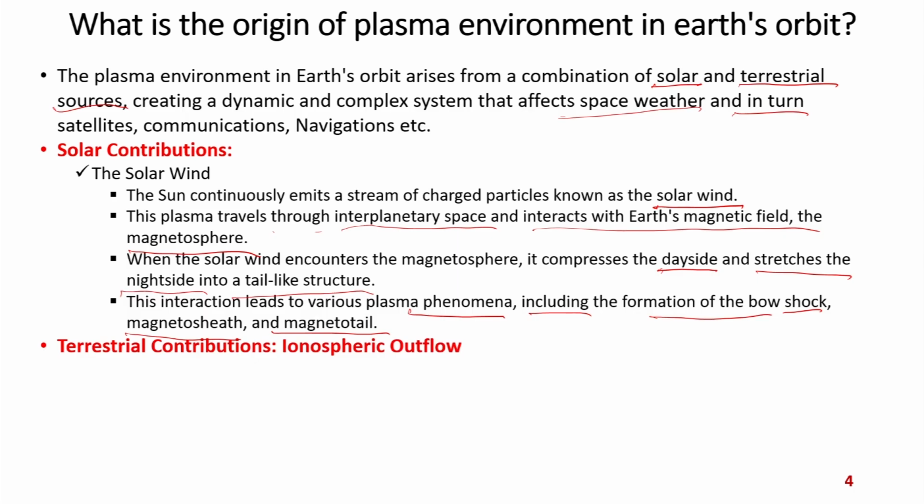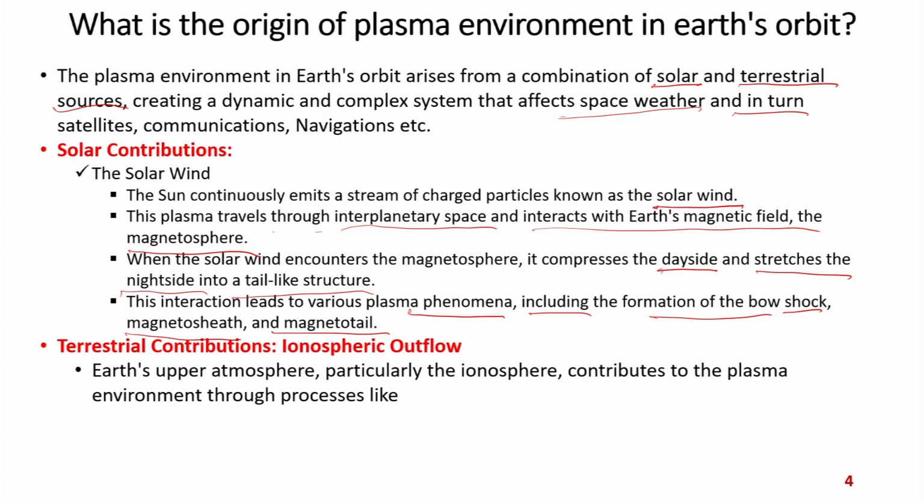All these terms we already discussed. Now, what are the terrestrial contributions? The terrestrial contribution is the ionospheric outflow. What is the ionospheric outflow? It involves Earth's upper atmosphere, particularly the ionosphere. What is the ionosphere actually? The neutral atmospheric gas particles, especially oxygen and nitrogen, when exposed to ultraviolet light or X-rays, undergo photodissociation or photoionization. Because of that, those particles get ionized, and that layer is called the ionosphere.